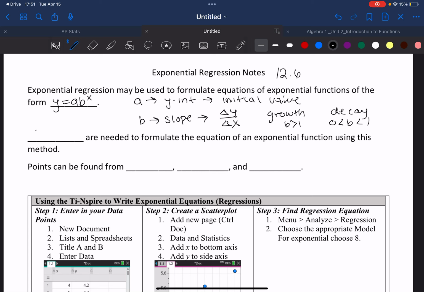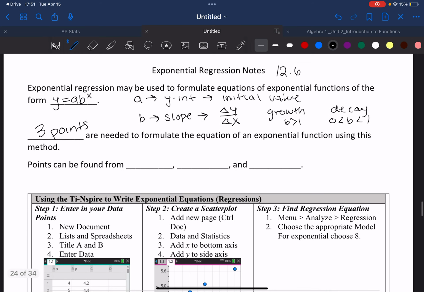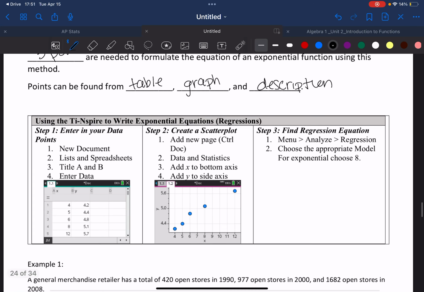We need at least 3 points to formulate an equation for an exponential function using this method. Points can be found on a table, graph, or description, so like a word problem. And in order to do these, a lot of this is done purely on the calculator. So here are the steps on the calculator. These are steps that you're going to have to memorize. You will not be given them on the exam.